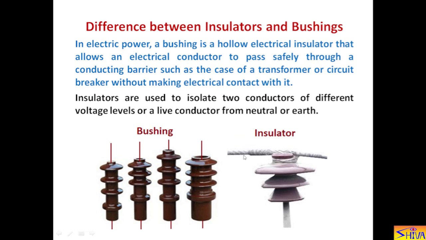So in case of pin type insulator, the high voltage conductor is on the top and bottom pin is grounded. In case of string of the insulator and this type of insulator, this high voltage conductor is connected at the bottom, whereas top portion is grounded. So that is the difference between insulators and bushings.